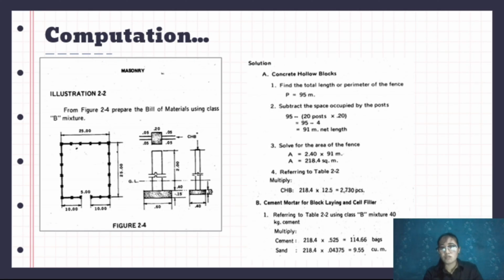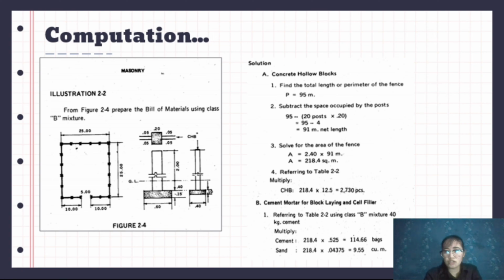So we will calculate the volume of the footing of the post and the footing of the CHB, then we will calculate many things. First is to calculate the concrete hollow blocks. First, find the perimeter of the fence. We have 25 by 25 by 25 minus 5, which is the rock 5 meters, so 95 meters. Subtract the space occupied by the posts. Since our post is square, we have 20 posts in total, multiplied by its length of 0.20 meters, so the total length of the fence is 91 meters.